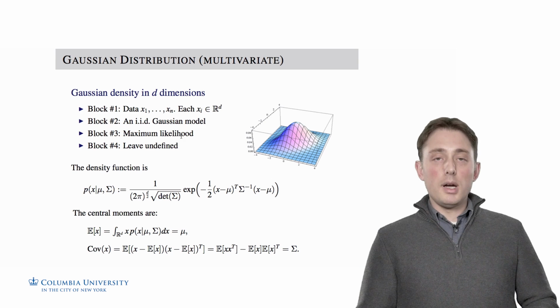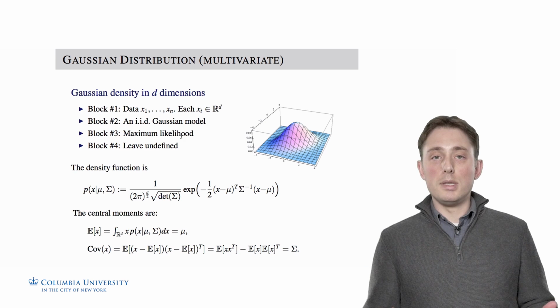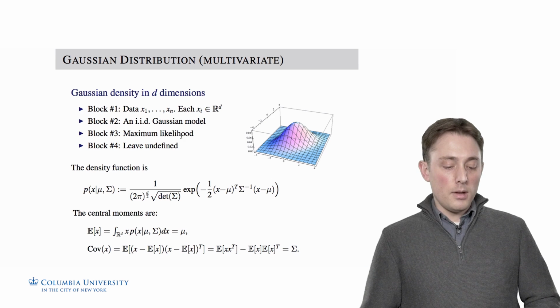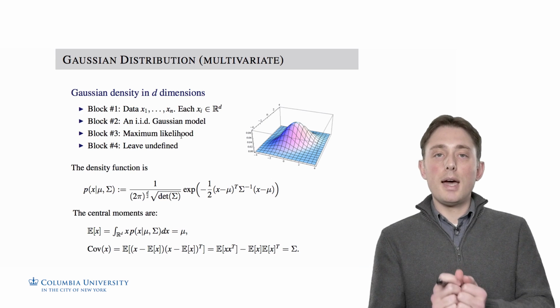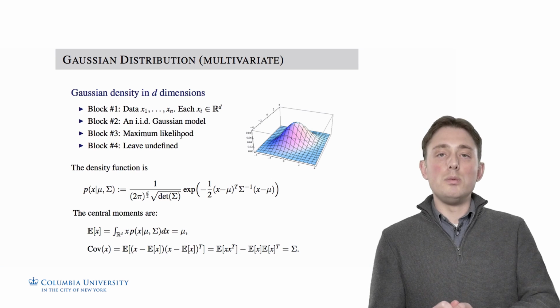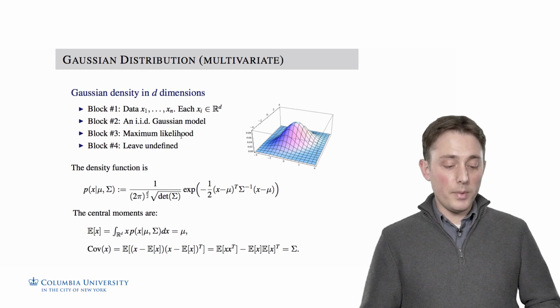Block 4 we can leave undefined for now. We don't need to say what we want to do with this data. We don't need to say why it is that we want to learn a model for the data. It could simply be that we just want to reduce the data so that we can have a compact representation of it and then throw the data away. Or many other reasons, several of which we'll discuss in future lectures.